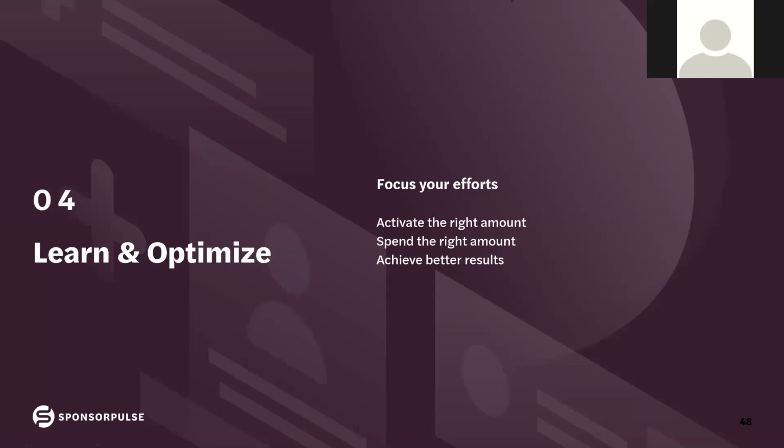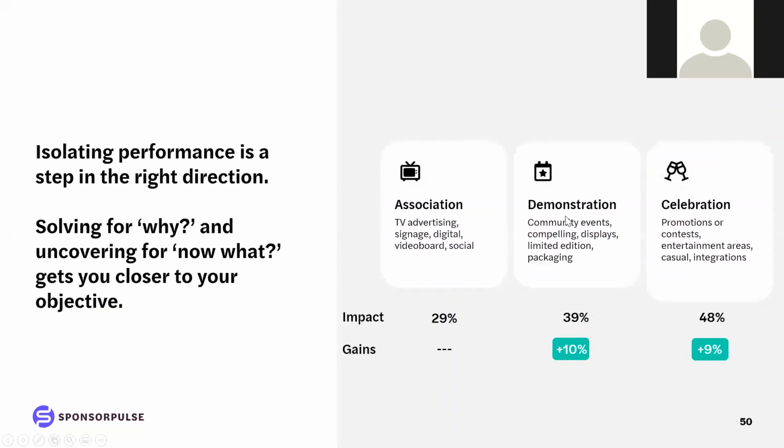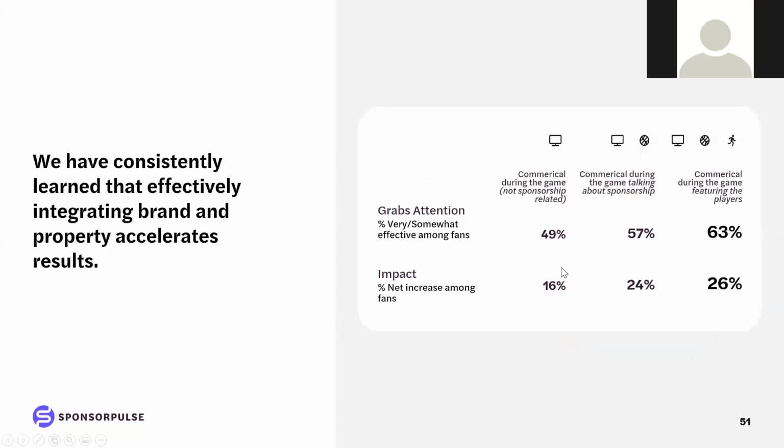We're running out of time, so we're going to go really quickly, but learn and optimize is key because we know that not all activations work, and creative can take something and make it work exceptionally well versus take it down. We know the way, and we've talked about this, to do something right is to go from associative, just being a part of it, to celebrating with people, to bringing it to life in those ways. Integration of brand and property is critical. Just putting your television commercial up during a game isn't going to do it for you. Demonstrating that you're a part of this partnership and that you're together, that's what's going to do it for you.